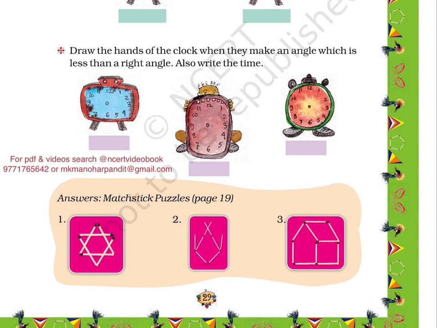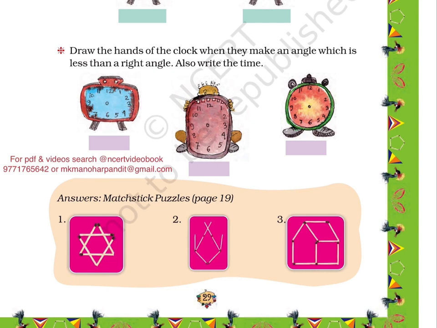Draw the hands of the clock when they make an angle which is less than a right angle. Also write the time. Again, we have 3 clocks shown here without their hands. You are supposed to draw the hands making an angle which is less than a right angle and then write the corresponding time in the blank boxes given below the clocks.